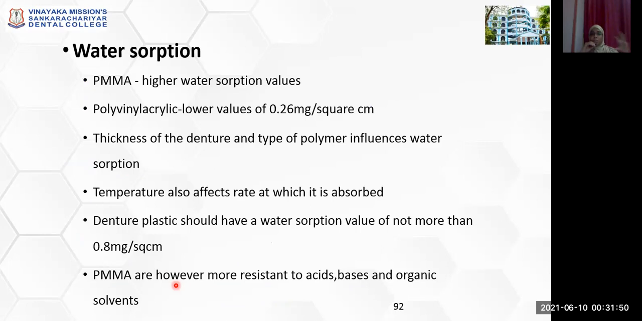The thicker it is, the more water it absorbs. Temperature also, to some range, affects the rate of water absorption. Always see that the denture base material you are using does not have a water absorption value of more than 0.8 milligram per square centimeter. PMMA has 0.6, but it is always good to have it less than 0.8, not more than that. However, this PMMA is resistant to acids, bases, and various other organic solvents when it is getting exposed to them.